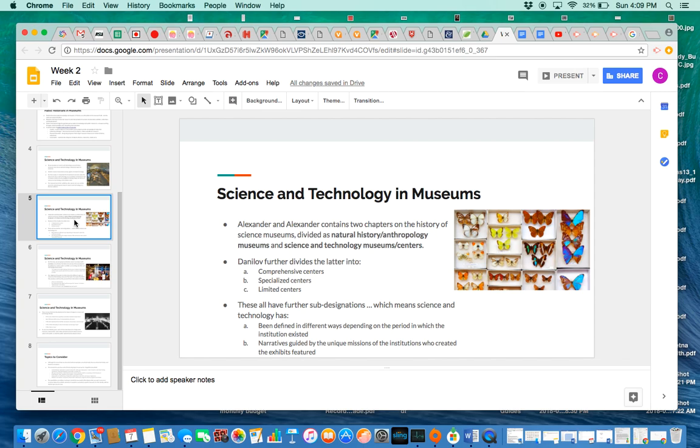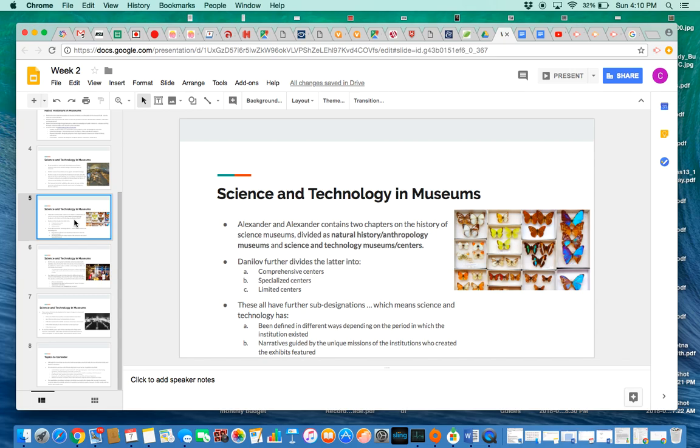Alexander and Alexander is going to give you a general historical background of both of these types of institutions, while Danilov is going to give you a further breakdown of that second type of museum, the technology museum, science center sort of institution, and tell you about all of the different types of museums that fall under that definition. So he has comprehensive centers, and he'll talk about, say, an industry-centered comprehensive center and what that means, a specialized center, a limited center.